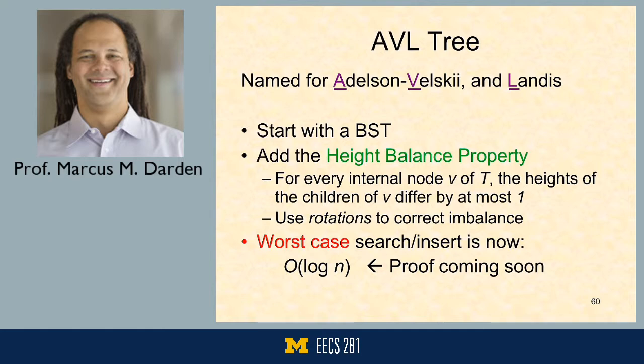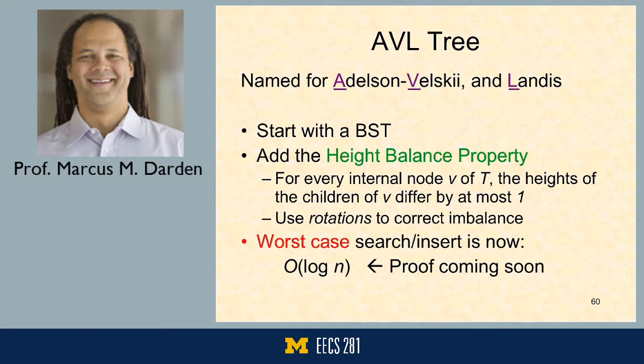Then we're going to apply this height balance property. And it says for every internal node V in the tree, the heights of the children of V can differ by at most 1. That's it. It's fairly simple. Then we're going to hold this height balance property as an invariant. So after we get done with any operation, this property has to hold.